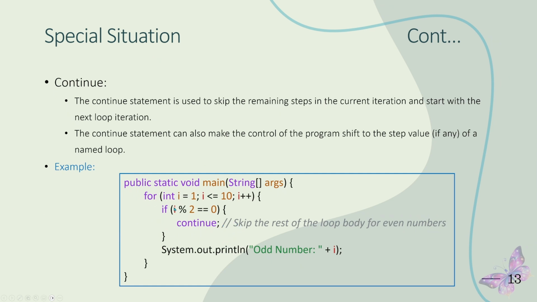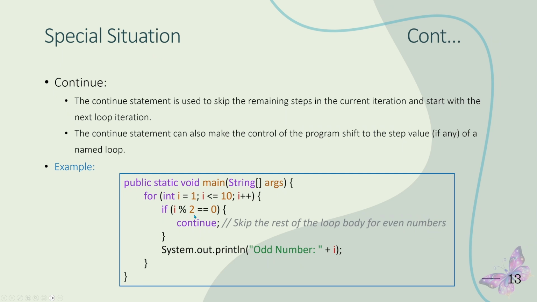Here is the example. In this for loop, we have a condition i is less than or equal to 10. Then there is the increment value. If i mod 2 equals 0, there is the condition: skip the rest of the loop body for even numbers.